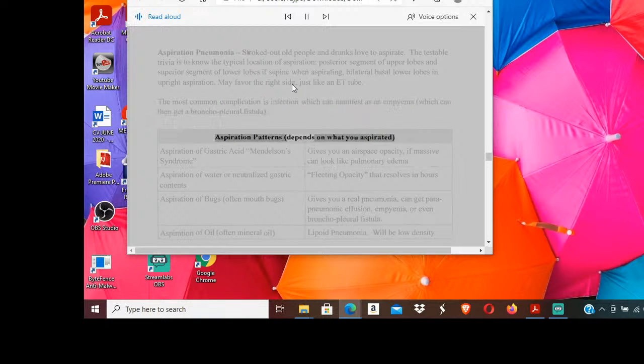Aspiration patterns depend on what you aspirated. Aspiration of gastric acid, Mendelson's syndrome, gives you an airspace opacity. If massive, it can look like pulmonary edema. Aspiration of water or neutralized gastric contents gives a fleeting opacity that resolves in hours. Aspiration of bugs, often mouth bugs, gives you a real pneumonia, can get parapneumonic effusion, empyema, or even bronchopleural fistula.